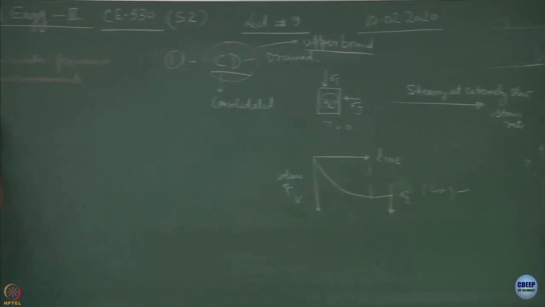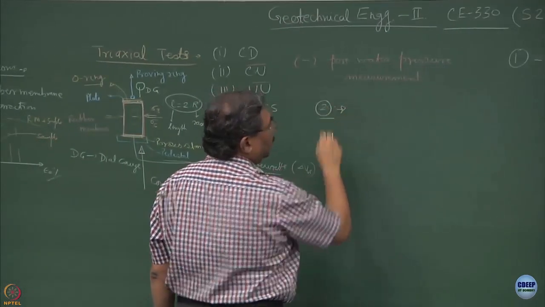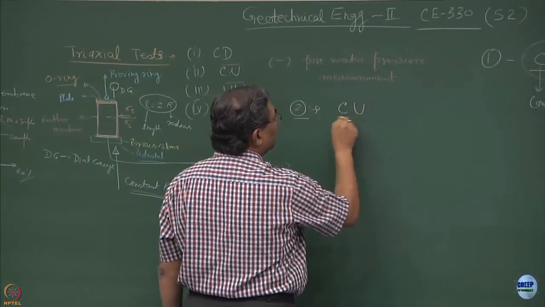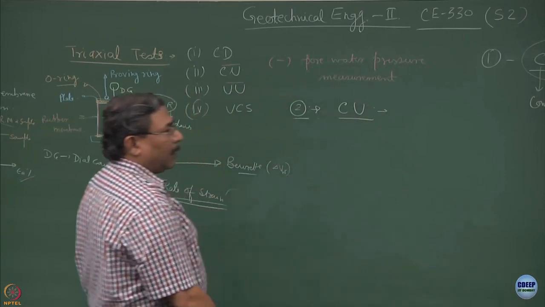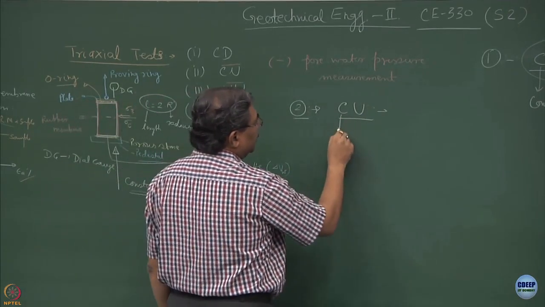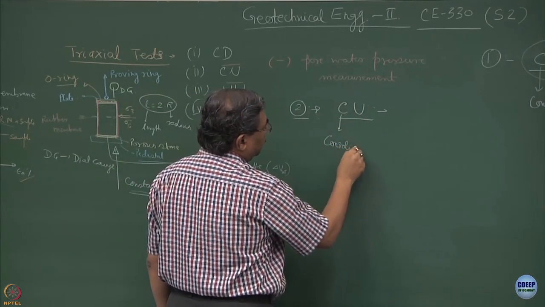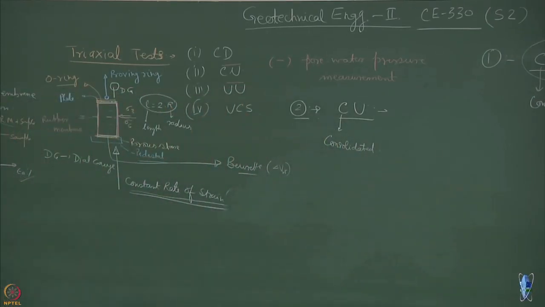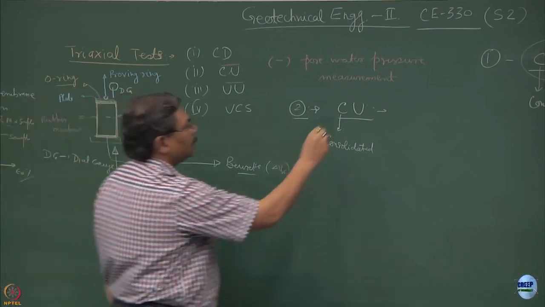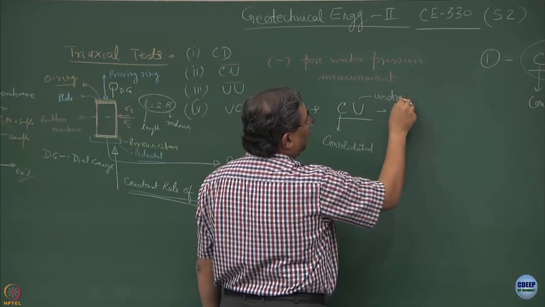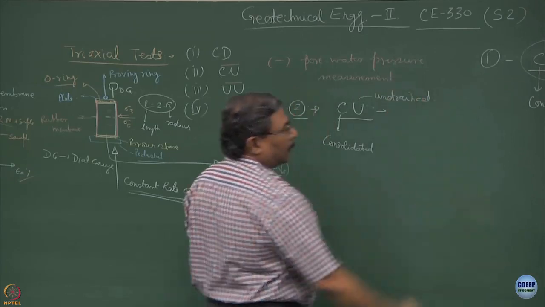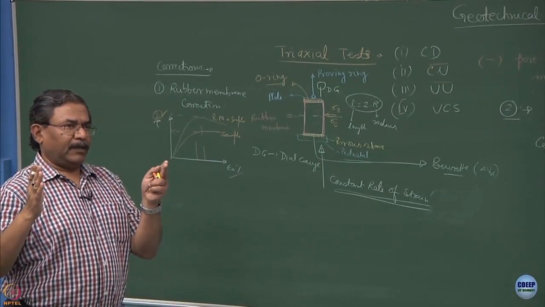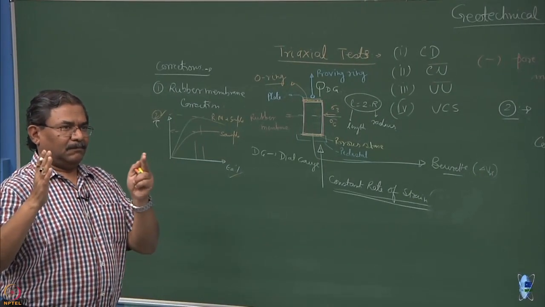The second type of testing is the CU test. Now, as the name suggests, the first letter stands for consolidated and U corresponds to undrained, clear? So, you are doing a triaxial test in a 50-50 margin.